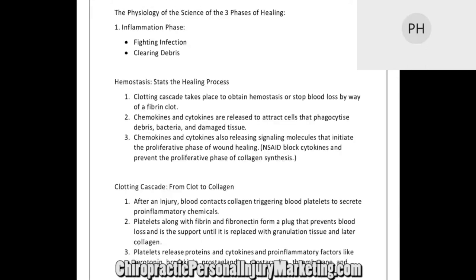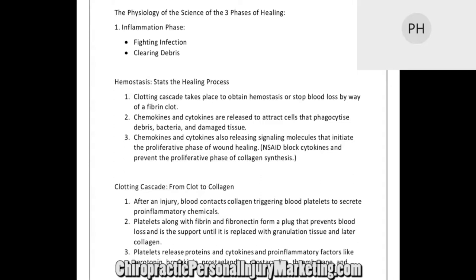Some of these titles are kind of important, like this one, hemostasis. Starts the healing process. Clotting cascade takes place to obtain hemostasis, or stop blood loss, by way of a fibrin clot. So you're going to have minor trauma or major trauma. Typically in personal injury, it's going to be major trauma. Okay?